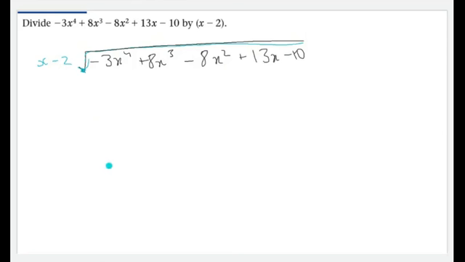So what I've done is x goes into minus 3x to the power of 4. Up here I'd put minus 3x to the power of 3. And then I'd multiply minus 3x to the power of 3 by x, which gives me minus 3x to the power of 4. Then minus 3x to the power of 3 times minus 2 gives me plus 6x to the power of 3. Now here, if I minus these, then I'll get, never mind, never mind.